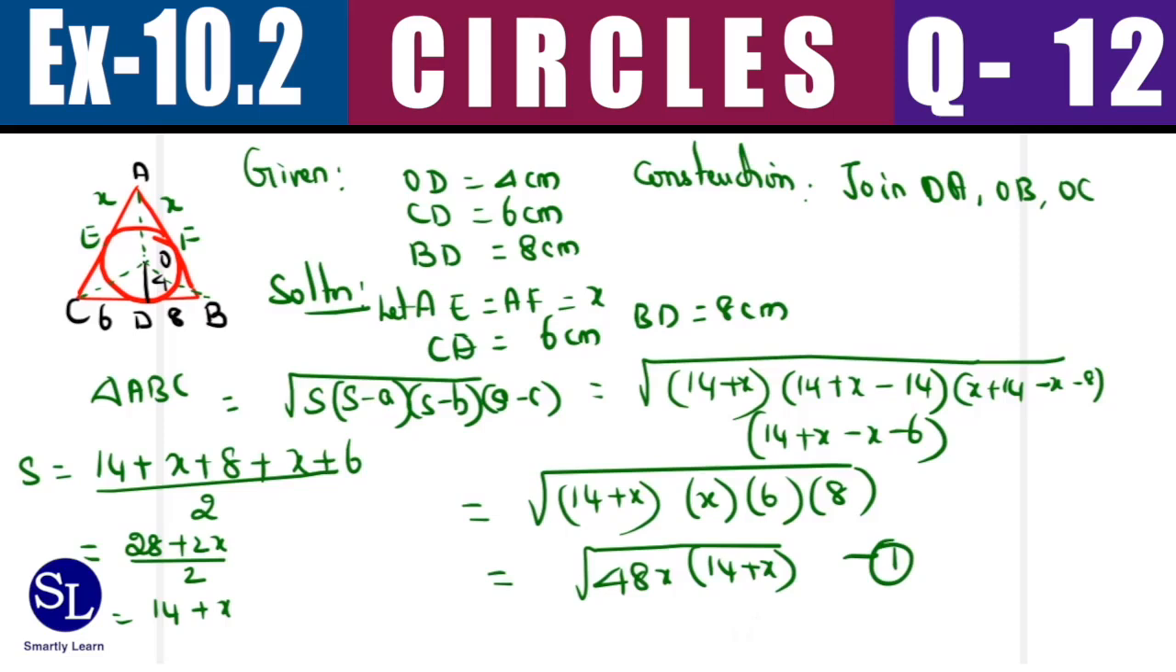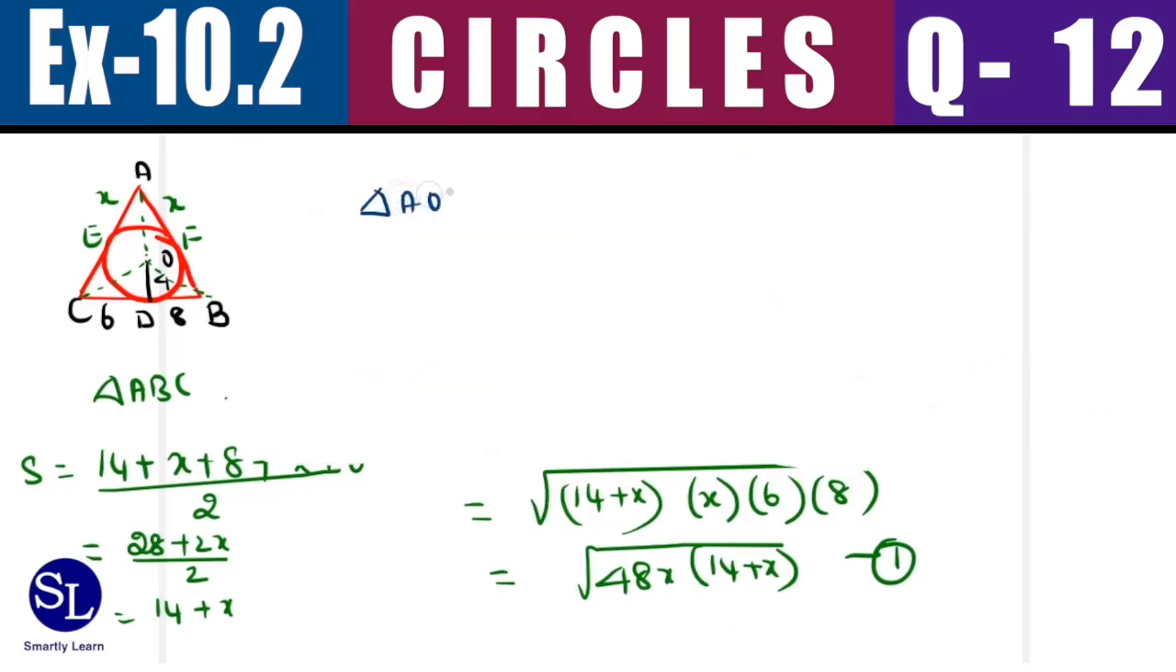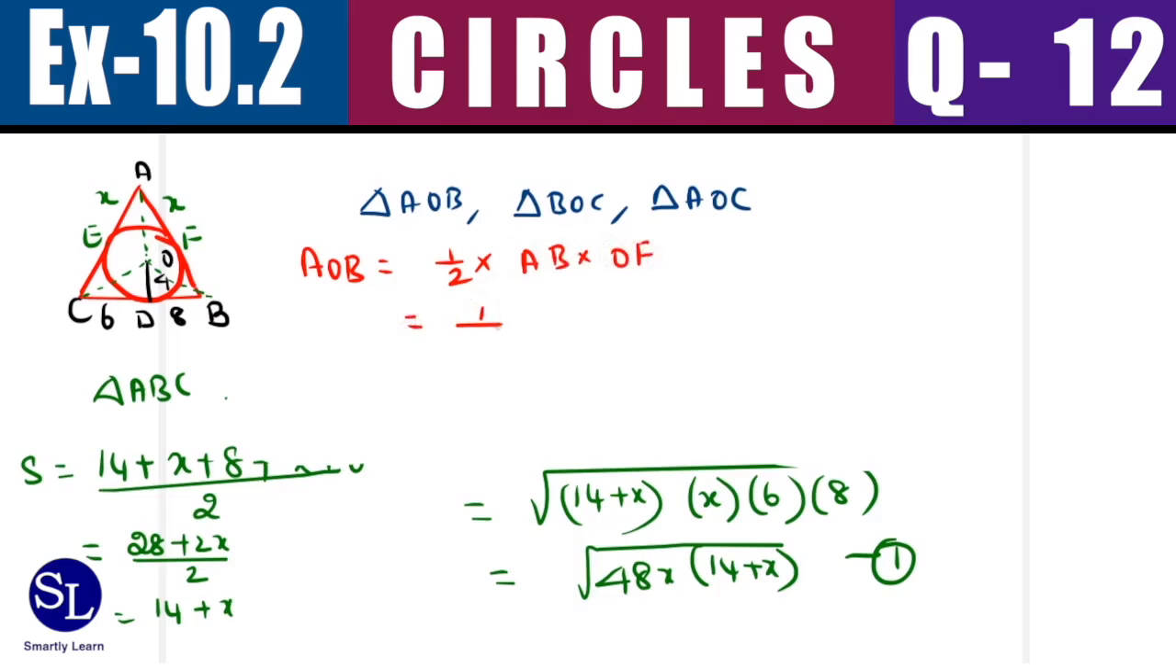Now that whole triangle ABC can be broken into 3 triangles. So let's list all the 3 triangles for our reference. The 3 triangles are going to be triangle AOB, triangle BOC and triangle AOC. Now for each of these triangles, let's compute the area. So AOB's area is going to be equal to half into base, which is AB, into height, which is going to be equal to OF. Because the radius is 4, this will be replaced as half into x plus 8 into 4. So if I strike out these, I will get 2 into x plus 8, which is 2x plus 16.